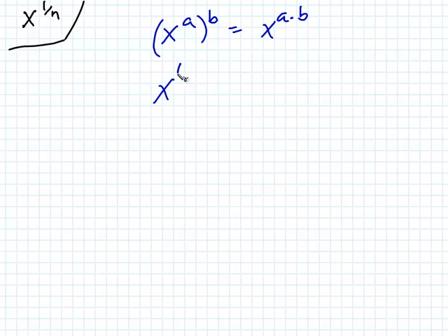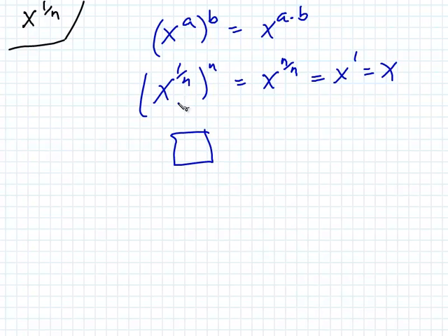Well, if I take x to the 1 over n and raise it to the nth power, what this rule says is I should multiply the exponents. I should get x to the n over n, but that's just 1. That's just equal to x to the 1, which is simply x. Okay, so what this is telling us is that x to the 1 over n, whatever that is, when I raise it to the nth power, I'm going to get x. Well, what do you call a number which, when raised to the nth power, gives you x? This is the very definition of the nth root of x. Okay, so the nth root of x.